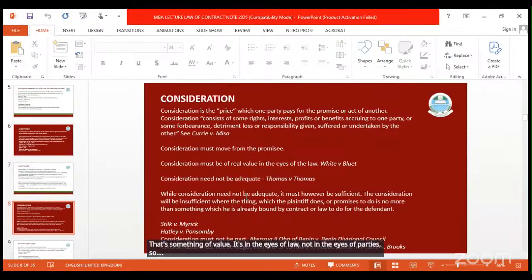So what a party may think has real value may not have value. It's the law that determines whether it has value. And of course, value in this discourse, because this is commercial dealing, has to do with money, monetary value, not moral value. Know that very well. And consideration need not be adequate, but must be what? Sufficient. Need not be adequate, it must be sufficient.